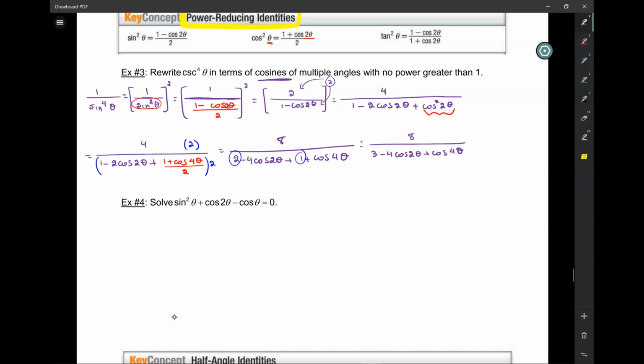Now, let's read the directions one more time. Do we have this written in terms of cosine? Yeah. In math or physics or science, when it says to write something in terms of something else, it means you're obviously going to have cosines, but not anything else. So that's what we have here, cosines, but no sines, so we're good. Multiple angles, 2 theta, 4 theta, that's allowed. No power greater than 1. Is that what we have? Yeah, that's what we have.